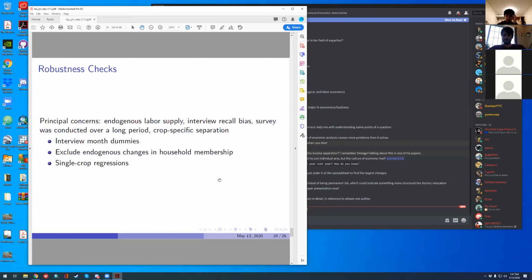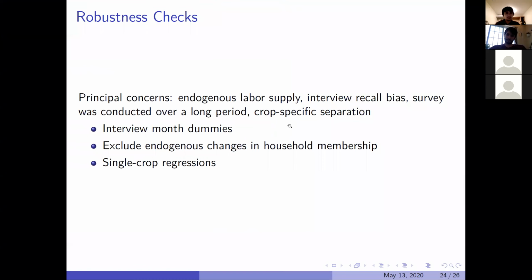All right, so what are some principal concerns with these estimations? First, there's a strong possibility of interview recall bias, meaning that if the interviews took place long before or long after or somewhat after the agricultural season, that farmers may not remember exactly what inputs they use or other decisions or the exact value of outputs. Another potential source of bias, which is discussed and could apply in this context, is what's deemed endogenous labor supply. In my opinion, that's more of an issue. I'm going to talk about that in a second.